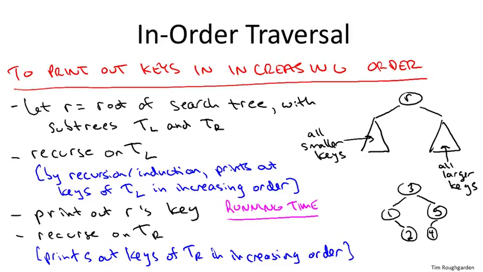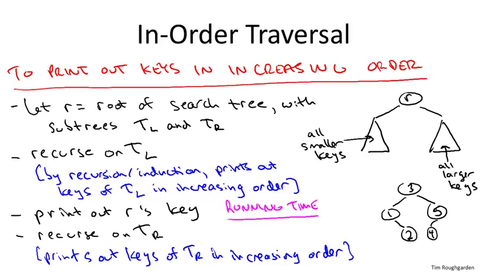So what about the running time of an in-order traversal? The claim is that the running time of this procedure is linear. It's O of n, where n is the number of keys in the search tree. And the reason is there's exactly one recursive call for each node of the tree, and constant work is done in each of those recursive calls.